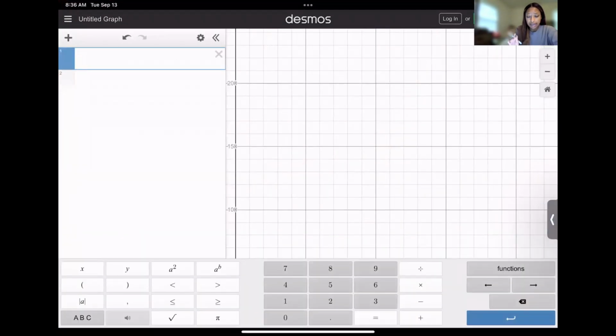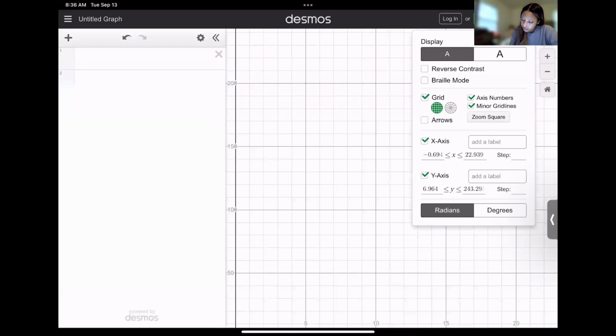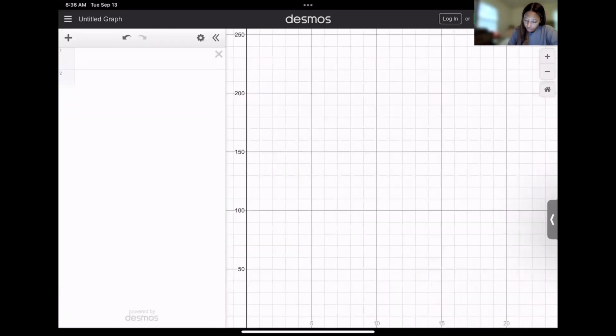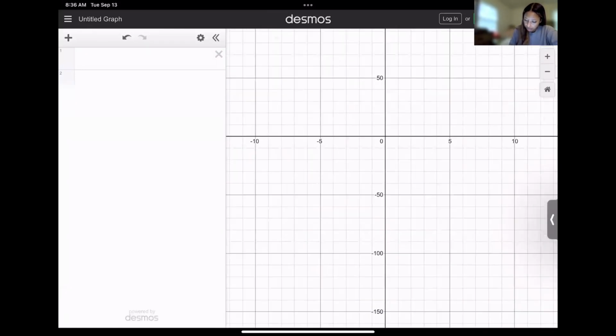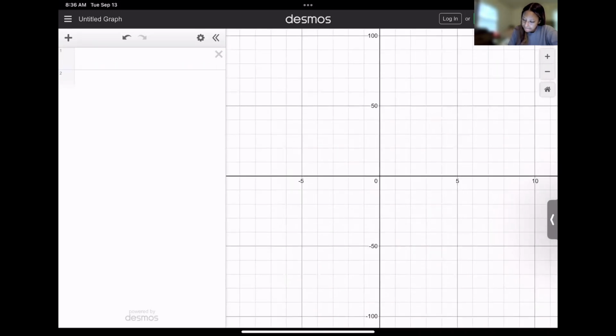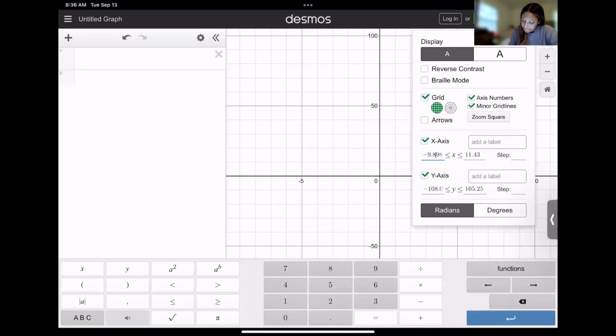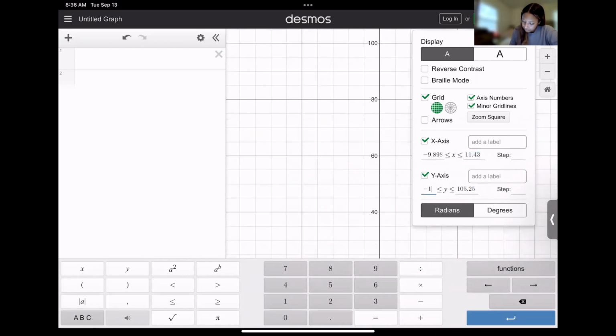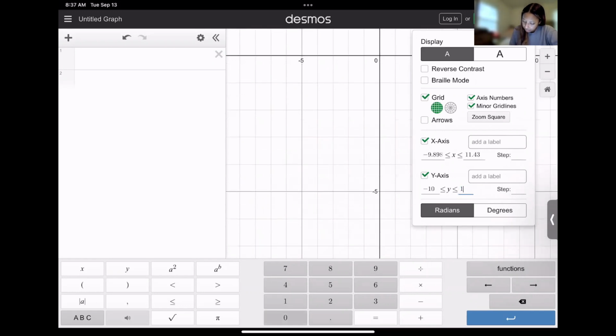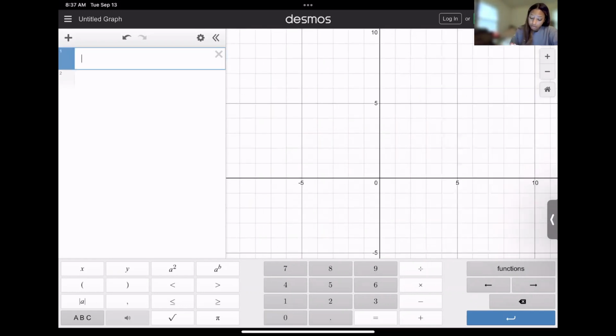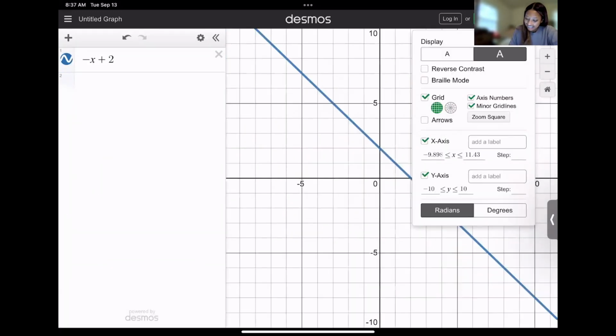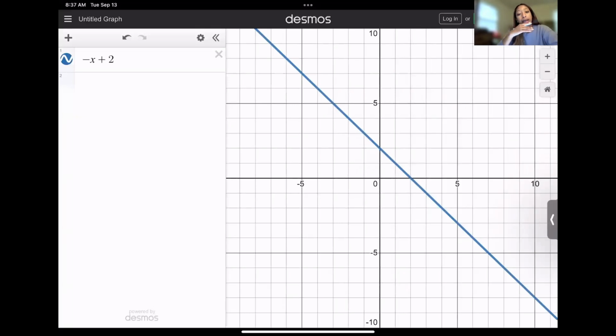If we look at something like the last one that we just had, hold on, let me zoom to a normal setting. There we go. All right, so for the last problem, we had -x, what was it, plus 2? All right, so this is what that line would look like.